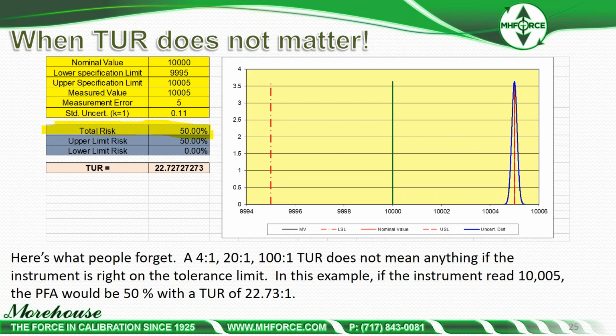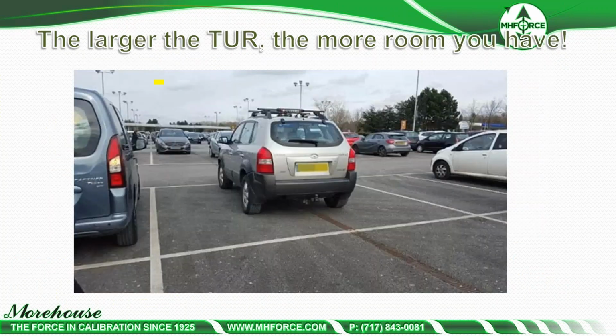The only thing that happens is this 50% can get larger if this graph is so wide that it encroaches on the lower specification limit as well. And that could happen. If you're dealing with 1-to-1 TURs, sometimes when you're on the limit, you'll have a total risk of greater than 50%. But essentially, that's how TUR matters to some. It gives you a much larger envelope where you can still call the instrument good.